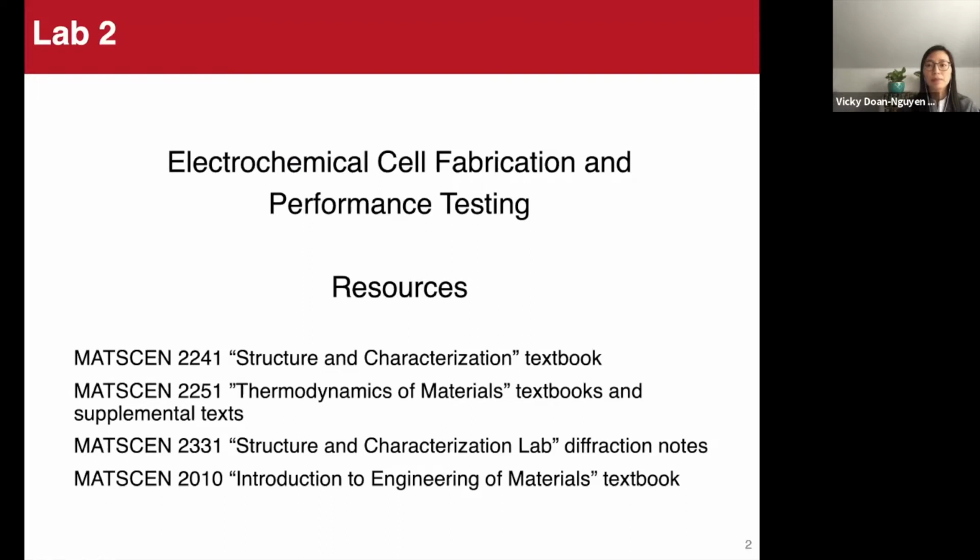Okay, so for this lab module, some helpful resources include your 2241 Structure and Characterization textbook, as well as textbooks from Thermodynamics of Materials, Structure and Characterization Lab, so 2251, 2331, as well as some crystallographic references from MSc 2010 Introduction to Engineering of Materials textbook.